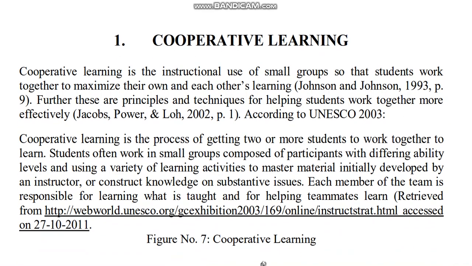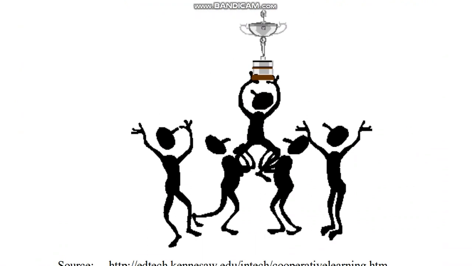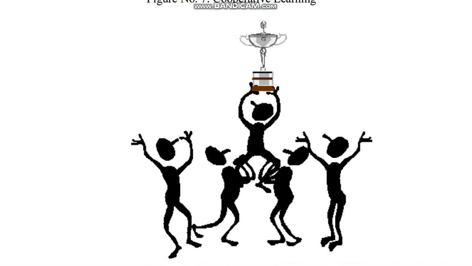Today we study cooperative learning and the principles of cooperative learning. Cooperative learning is the instructional use of small groups so that students work together to maximize their own and each other's learning. Further, these are principles and techniques for helping students work together more effectively. In figure 7, cooperative learning is explained with a small picture.